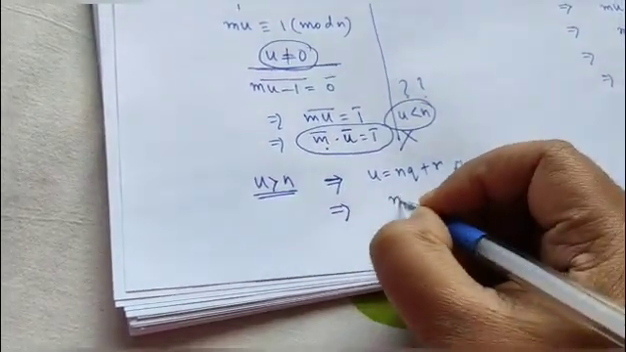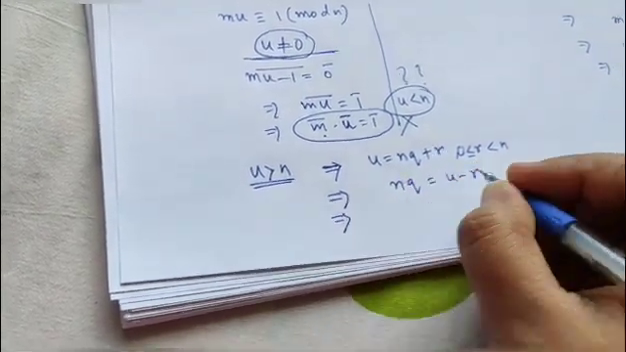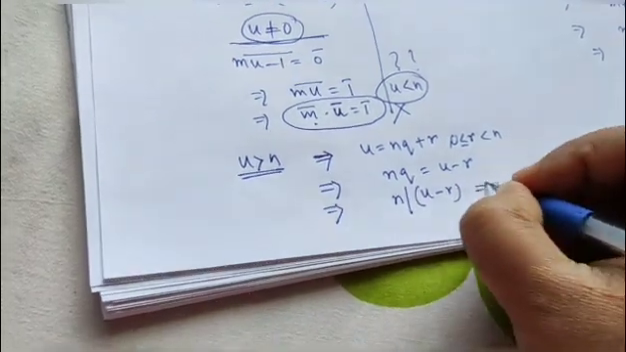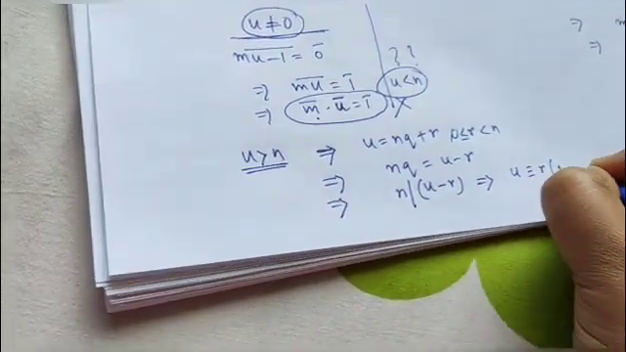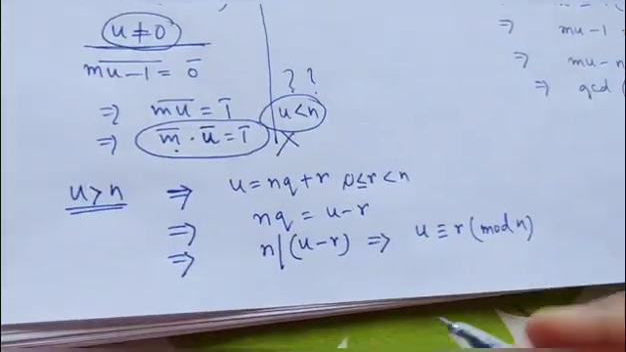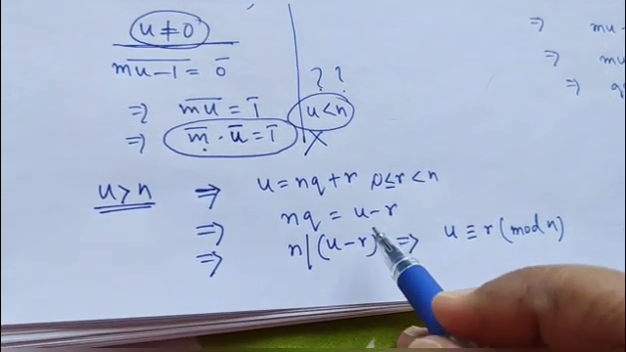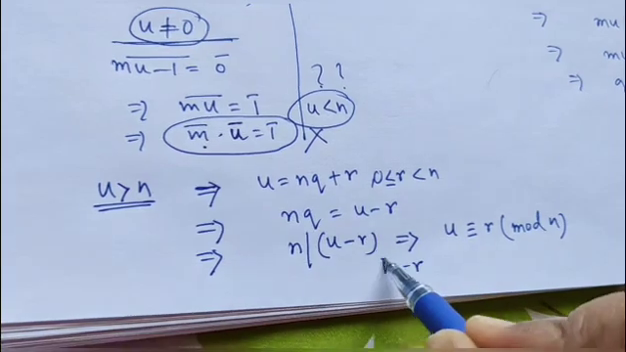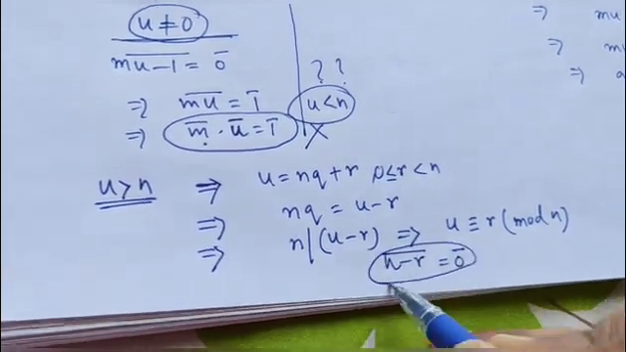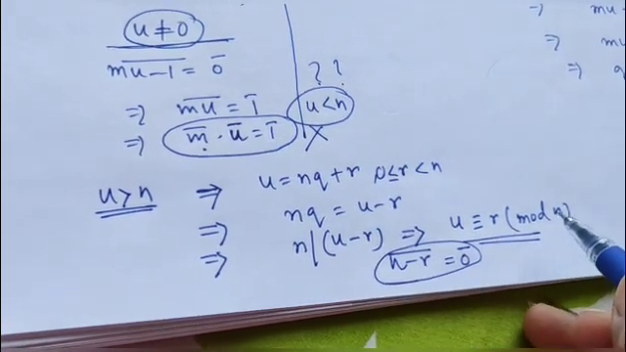Now from here I can write nq equals u minus r. What does that mean? n divides u minus r. What does that mean? u is congruent to r modulo n. Why have I written it? By the same logic, u minus r is divisible by n. That means u minus r whole class is a class which is divisible by n. That means it is equal to 0 class. So from here I am reaching this conclusion that u is congruent to r modulo n.